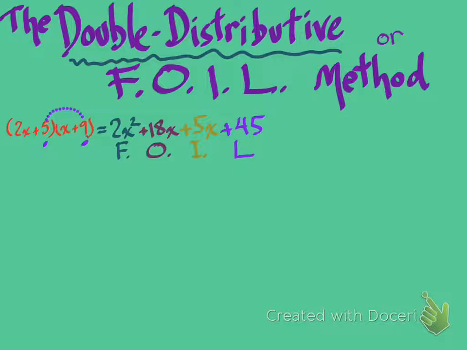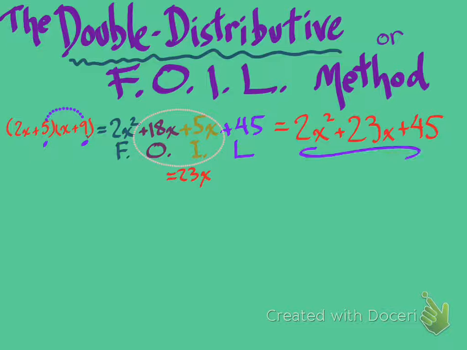Again, you get 4 terms, and it's just a different way to arrange all the different parts of this problem. The little sub-steps, you might call them, of the problem. So again, we combine our like terms together, and we get 2x squared plus 23x plus 45 as our final answer. Okay, let's try another one.